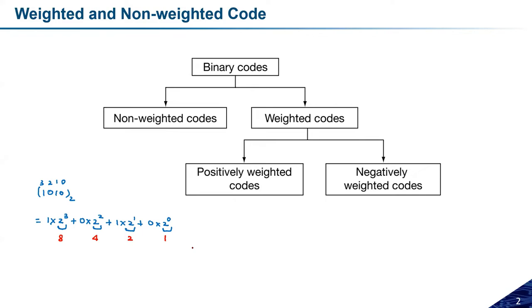Suppose I have a decimal number system. I will discuss that later on, don't worry. This is how we can decide the weight of each digit, and which kind of code it is. Now let us try to understand each of these codes one by one.